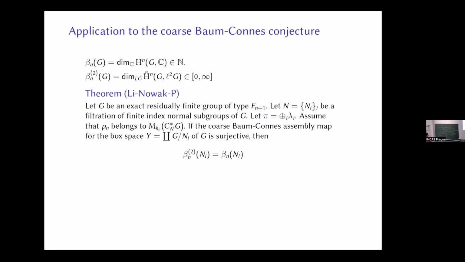If the coarse Baum-Connes assembly map for this particular metric space that comes from the filtration is surjective, then we would get this equality between these numbers for sufficiently large i's. The way one proves it, in just two words, is that one constructs two maps on the image of the Roe algebra. One gives us the L²-Betti numbers, and the other gives us the Betti numbers. Then one shows that a certain diagram constructed out of these two maps commutes, and commutativity gives us this equality on the range of these two maps, being L²-Betti numbers and Betti numbers.